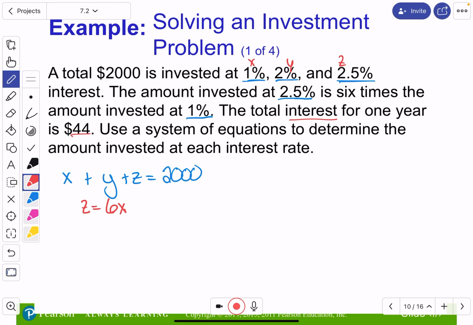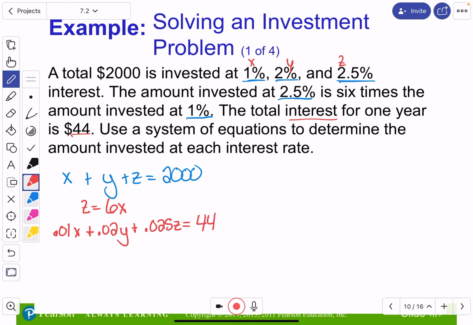And then interest is 44. So 0.01 was our X, 0.02 was our y, and 0.025 was our z. And if we put that in, we got $44. So there are our equations.